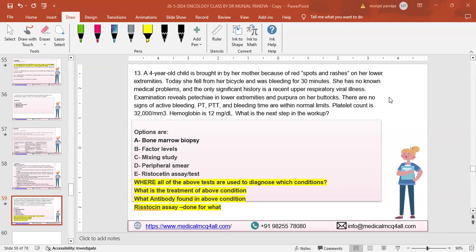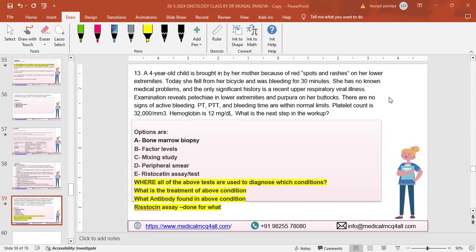Okay, why do you want to do the peripheral smear? What do you want to see in the peripheral smear in ITP? Decreased number of platelets. Wonderful. First thing. What else do you see in the peripheral smear? Platelet size is normal, small, or large? I have no idea. Important question. So you can see the large size platelet, right?